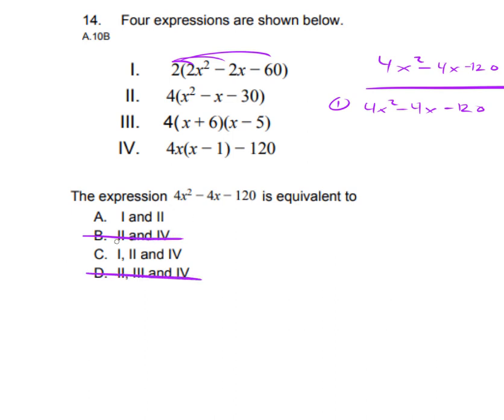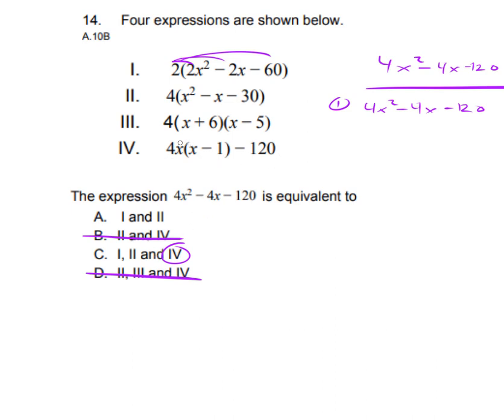Now I want to save myself a lot of work. I don't want to do all of these if I don't have to. Doing 2 is pointless because they both have 2, so I can assume it's going to be correct. The one that they differ in is this 4, so this is the one I need to do: 4x times x minus 1 minus 120, and see if they are equivalent.